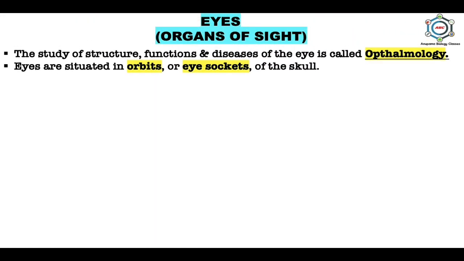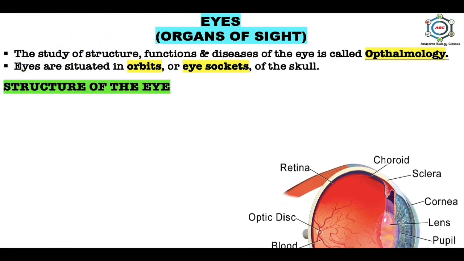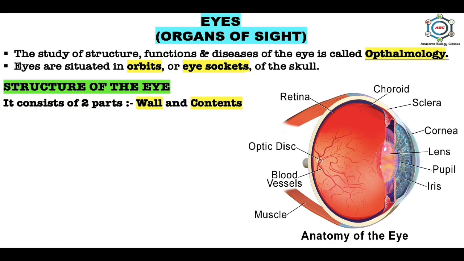And the study of structures, function and disease of the eye is called ophthalmology, and eyes are situated in orbits or eye socket of the skull. Now, if we talk about the structure of eyes, it consists of two parts. First one is wall of eye and second is contents of eye.